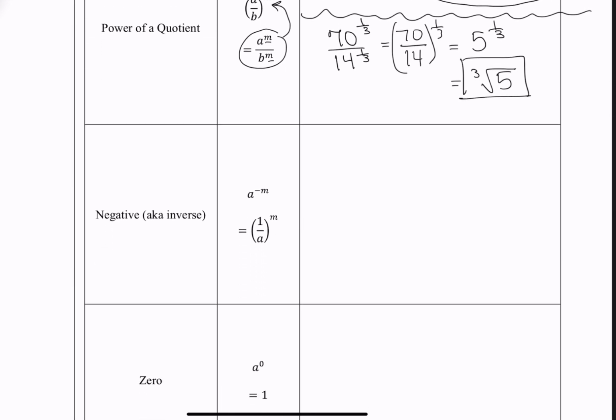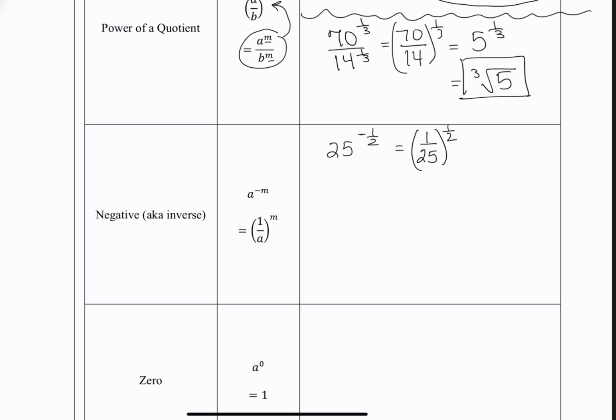The negative property of exponents, or the inverse property of exponents. Let's do an example using rational exponents this time. So what if I gave you, let's see, how about 25 to the negative 1/2? Well, in order to get that exponent to be positive, we have to do the reciprocal of the base. And the base right now is 25, and the reciprocal of that would be 1 over 25. So now this would be 1 over 25 raised to the 1/2 power.